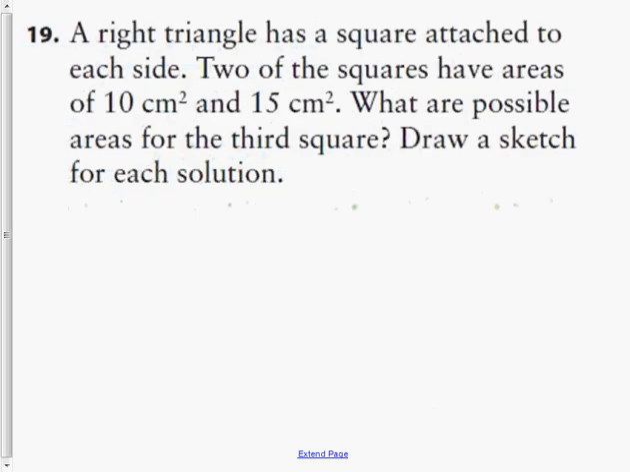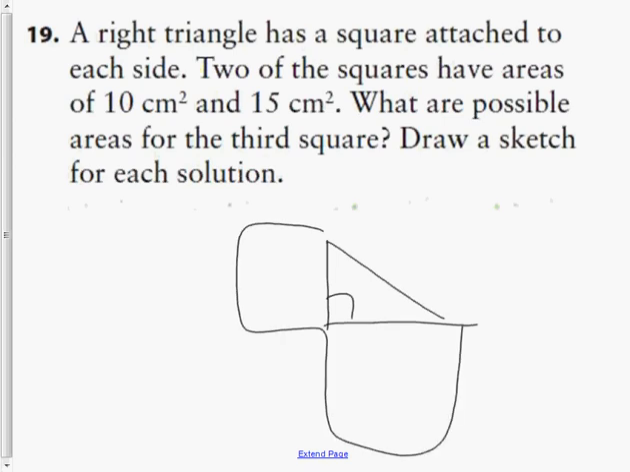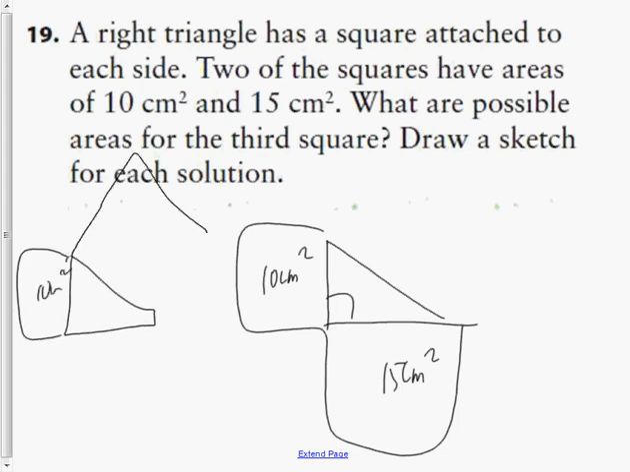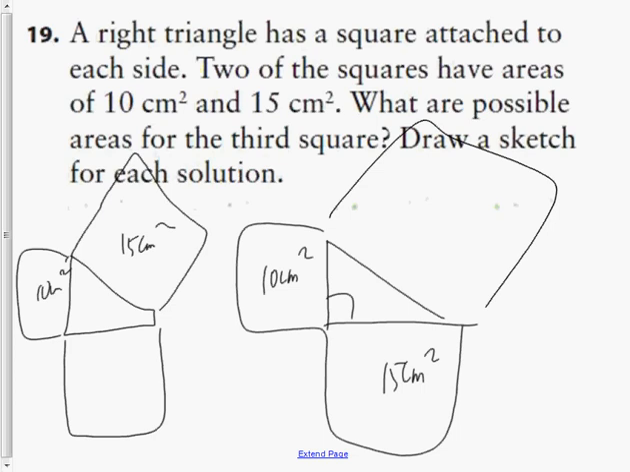And the last question, is it? Is this the last one? The last question says a right triangle has a square attached to each side. So here's a right triangle. Has squares attached to the sides. Two of the squares have areas of 10 centimeters squared and 15 centimeters squared. That is one possibility. But the other possibility is this. 10 centimeters squared and 15 centimeters squared could be here. So draw and sketch each solution. Those are the drawings you need to have.